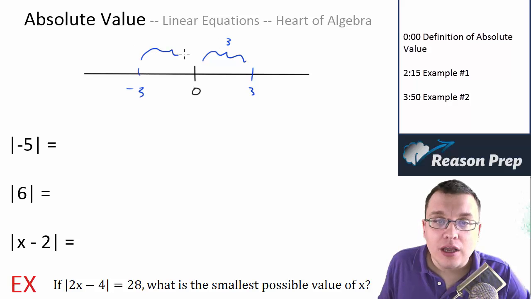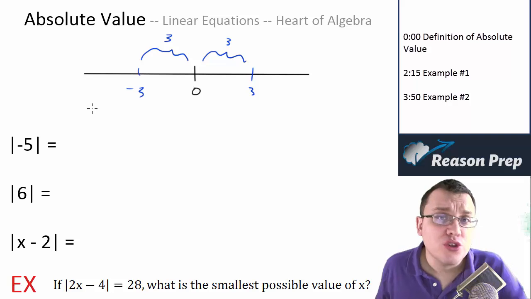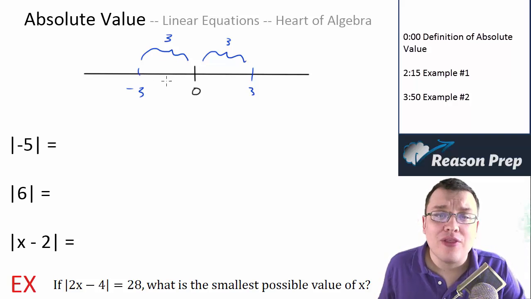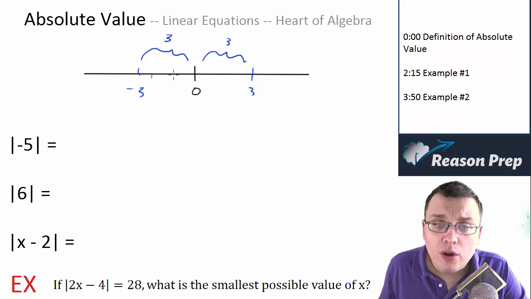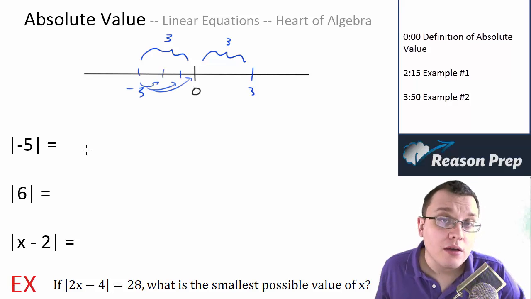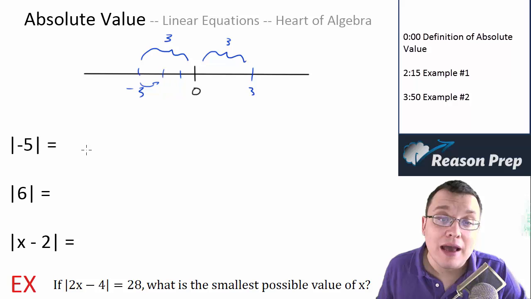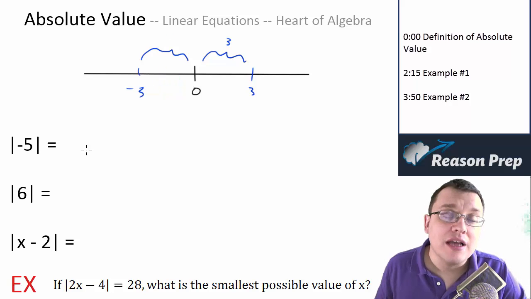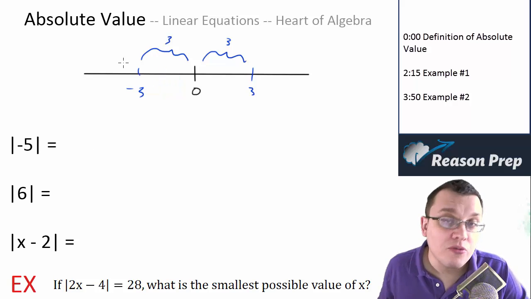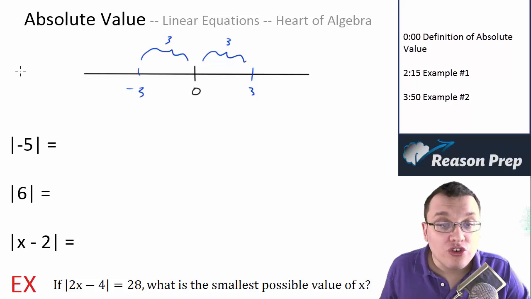Notice with -3, what's the distance from -3 to 0? It's also just 3, because again, we don't care about the fact that this is negative. We just want to know, okay, it's going to be 1, 2, 3 units away. And that's all we care about. The sign doesn't matter. So absolute value is a measure of distance, often from 0. And the symbol we use for it are these little bars.